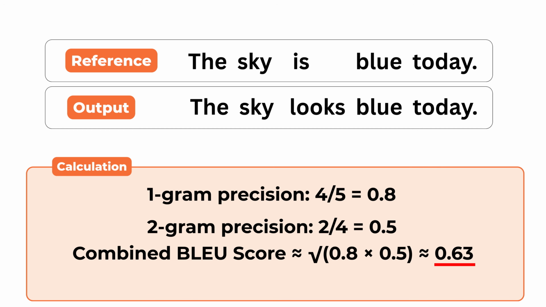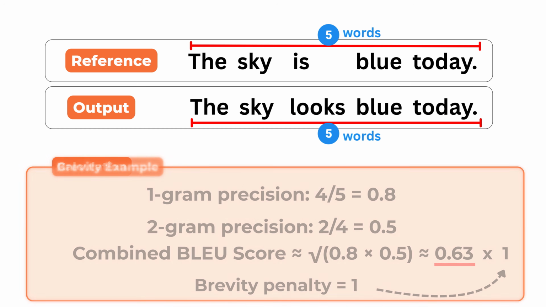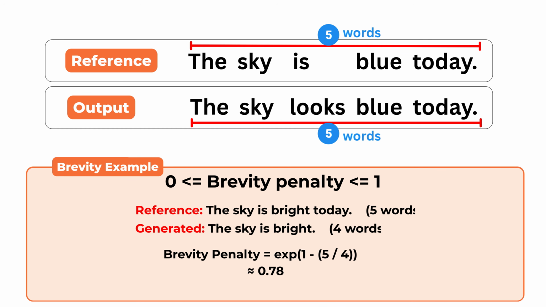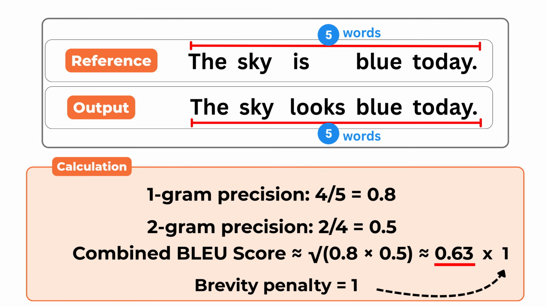Both sentences have the same length, so the brevity penalty equals 1. Now, brevity penalty is always between 0 and 1, and it simply reduces the BLEU score when the generated sentence is shorter than the reference. So the final BLEU score for this example stays around 0.63.